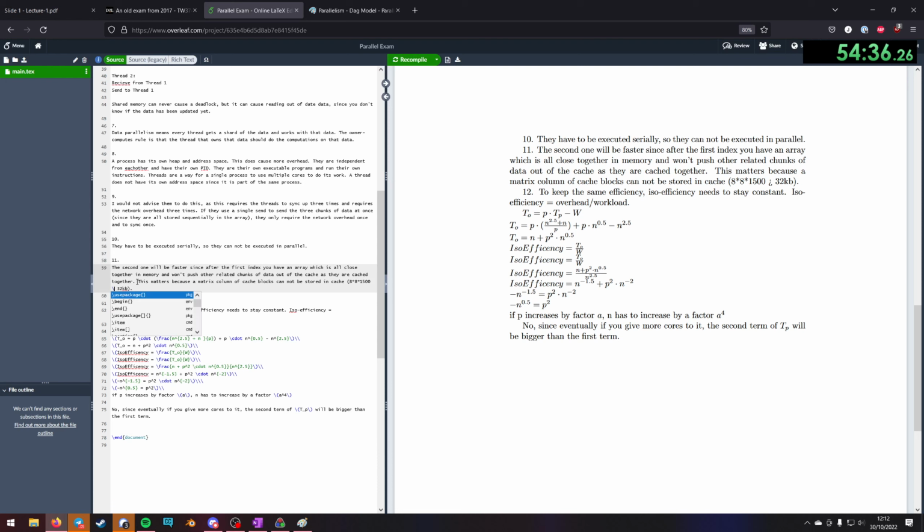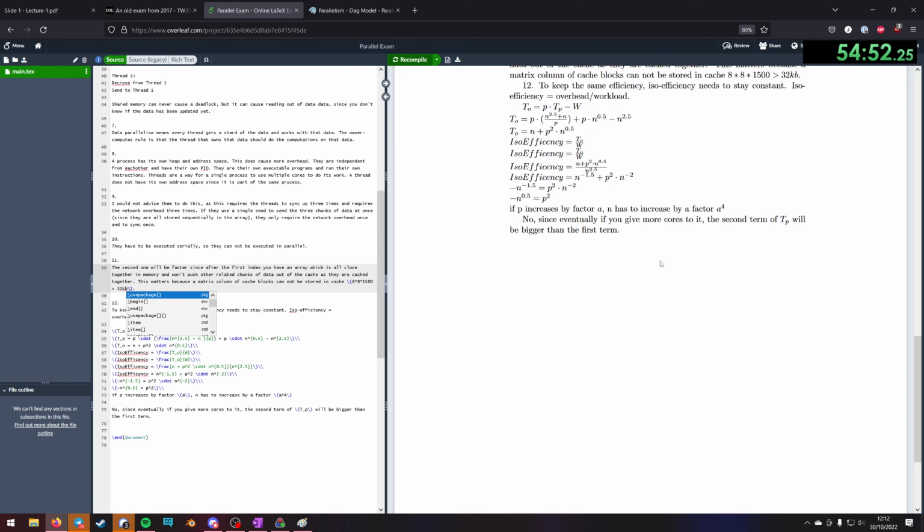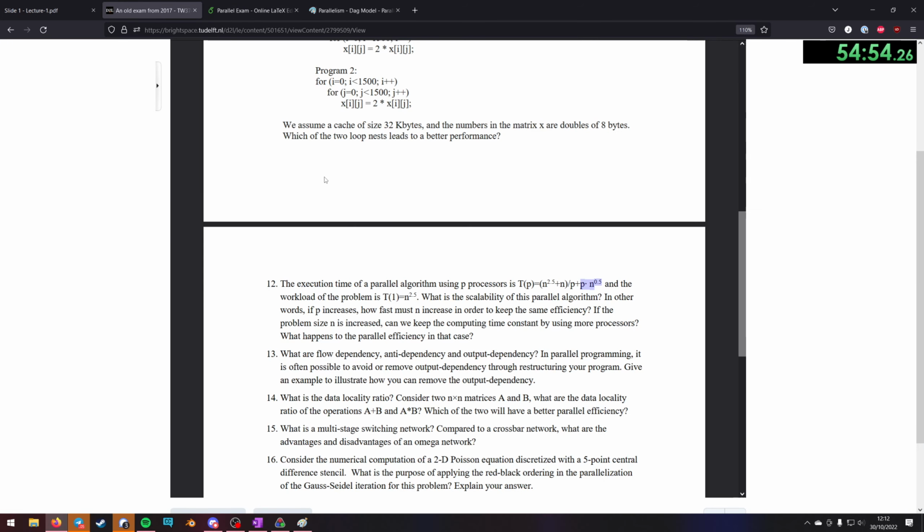This will be... Why does it not recognize? Oh, because this is not a computation. Sure. Yeah, there we go. Okay.